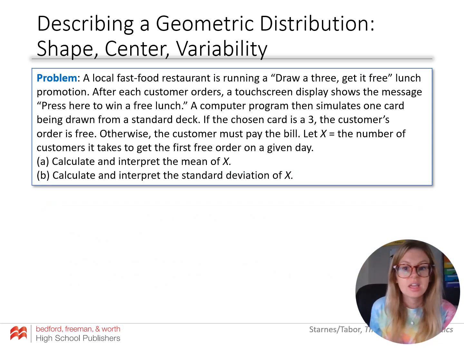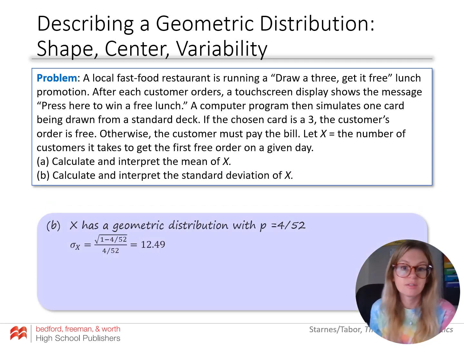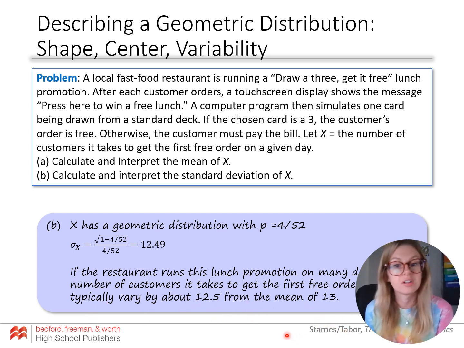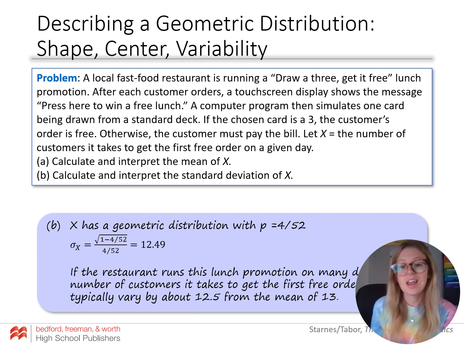Standard deviation, same thing, plug it into the formula, and we get 12.49. And when we interpret that, if the restaurant runs this lunch promotion on many days, the number of customers it takes to get the first free order will typically vary by about 12.5 from the mean of 13. That is a very big variation, right? So this is not very solid of a plan here that they have.